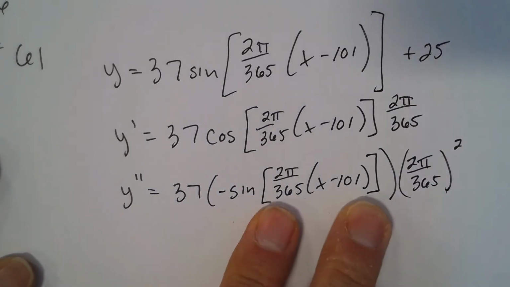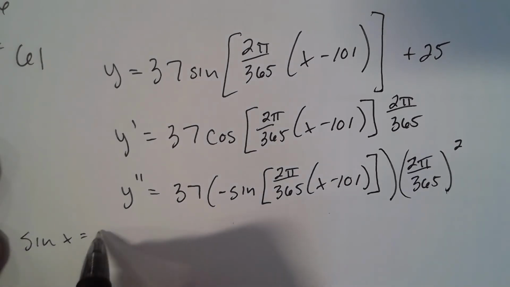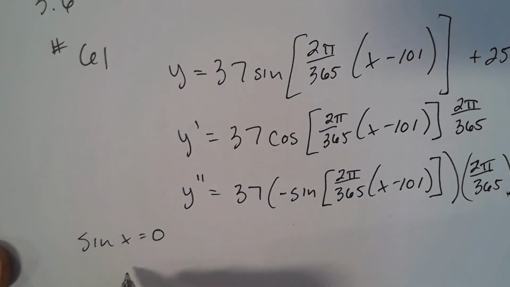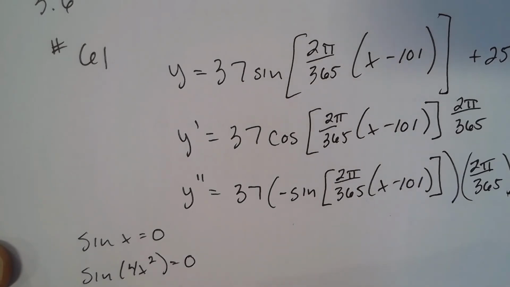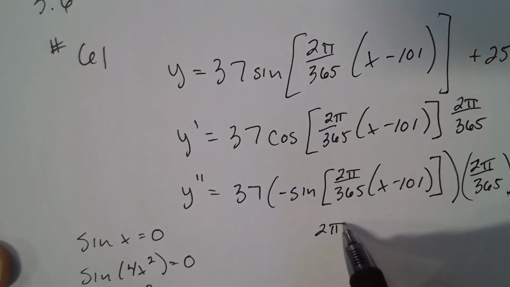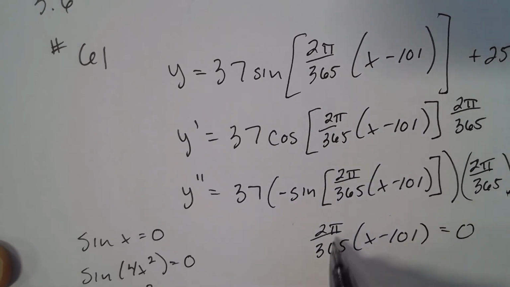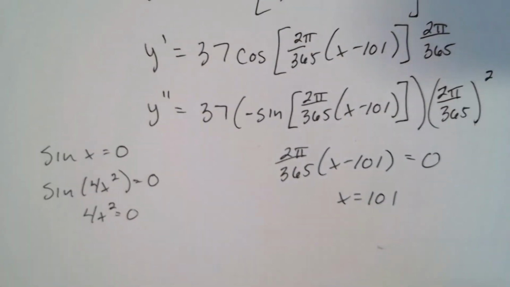Really, if I know that the sine of anything is 0, the first time that sine is 0 is at 0. Like if I have the sine of 4x squared equals 0, then you could just set the inside equal to 0, because the sine of 0 is 0. So we could just set this inside equal to 0. Well, that's still a constant. So looks like the 101st day is when we have a maximum increase in temperature.